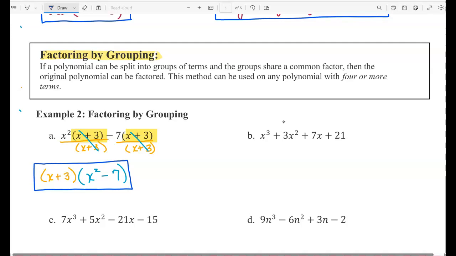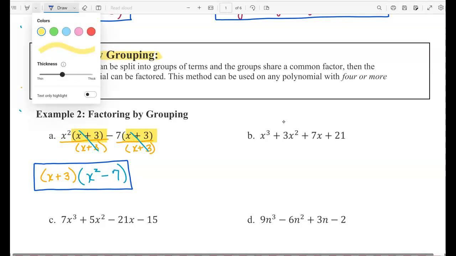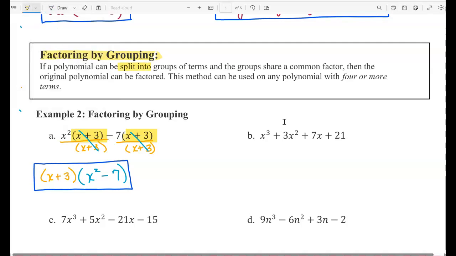So factor by grouping says that we can split it into groups and then use the approach of greatest common factor again. So that's what I'm going to do. I'm going to group the first 2 terms together and the last 2 terms together. Okay, so looking at the first 2 terms, I'm going to take the approach of GCF again.